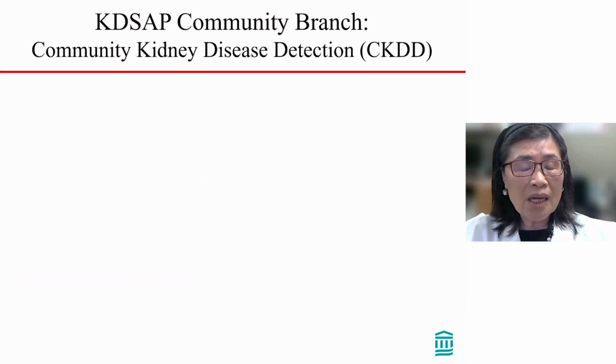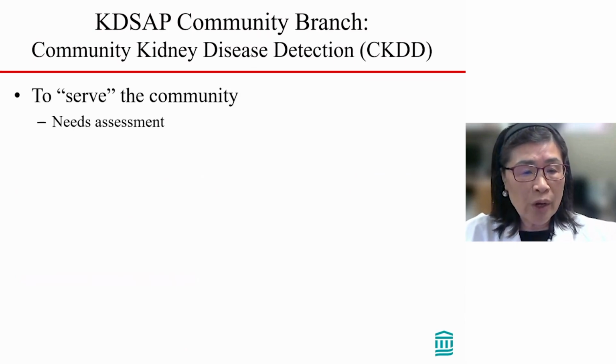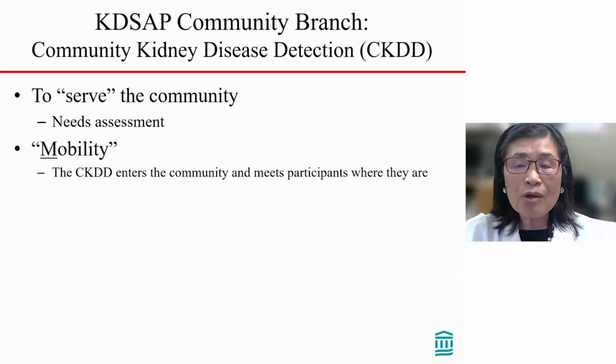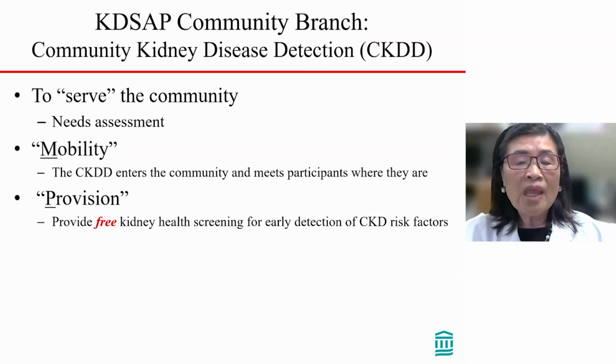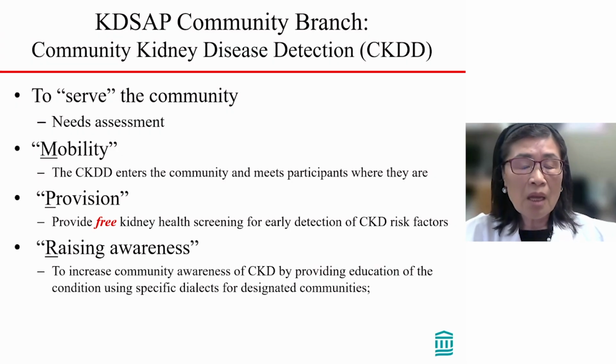So let me focus on the first branch, which is the community branch. We emphasize that KDSAP's core spirit is serving the community. And we make ours mobile, like I mentioned earlier. We don't wait for the community people to come to us. Instead, we go to where they are, and we provide all the services free of charge. Meanwhile, we empower our undergraduate students with simple kidney disease knowledge so that when they enter the community, they will be the ambassadors, raising awareness among the community people.